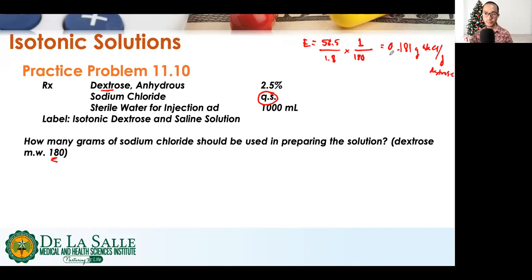Or 0.1806 gram. And so anyway, we will not be rounding this off. And so that's the E value of your dextrose. Next is how much. And so the first step is to determine how much sodium chloride is actually needed to make an isotonic solution.